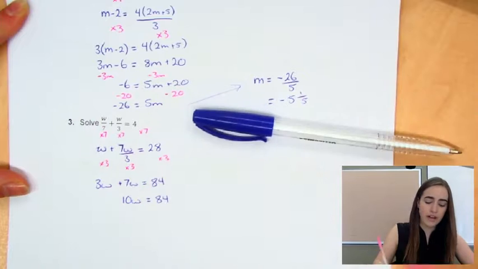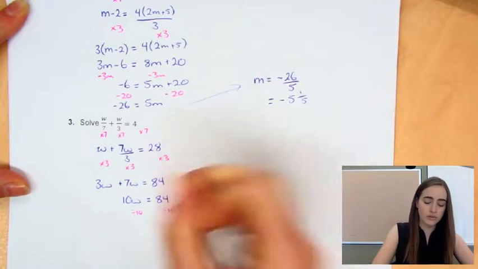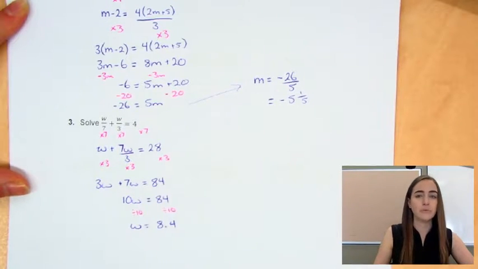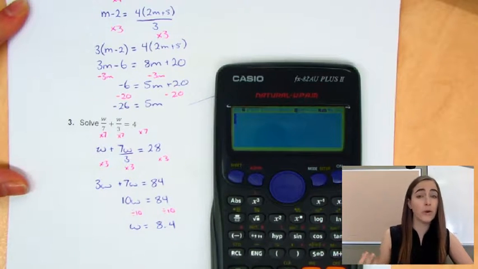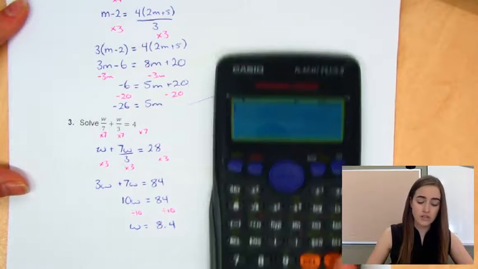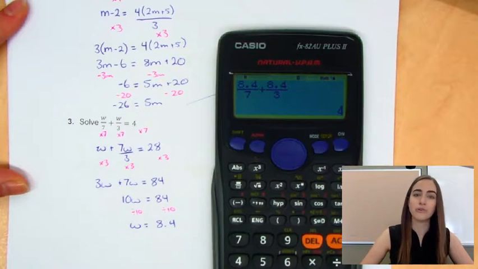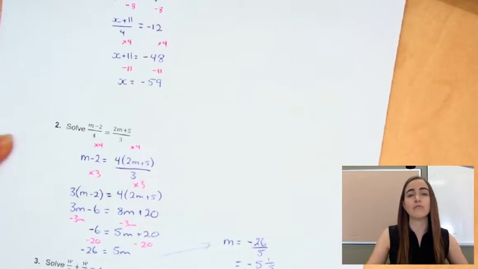And then we'll just divide by 10 to get w on its own. And we'll end up with w equals 8.4. Again, don't forget to check your answer. It's really good with equations that you always know whether you've got it right or not. So we can put 8.4 over 7 plus 8.4 over 3. And we should get an answer of 4. So that's a few examples of some more complex equations involving fractions.